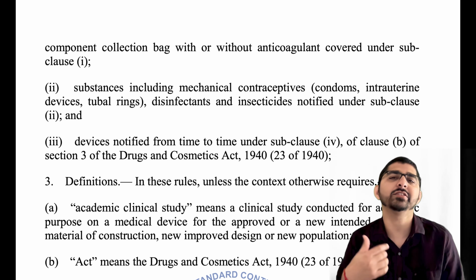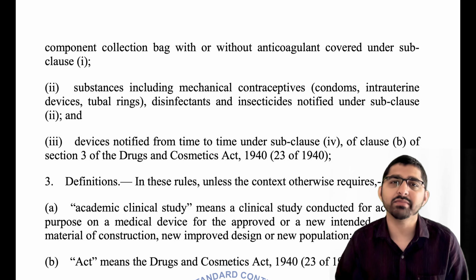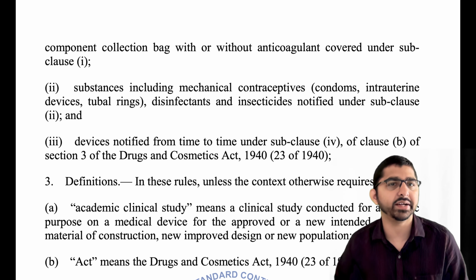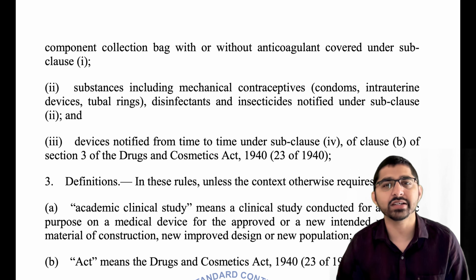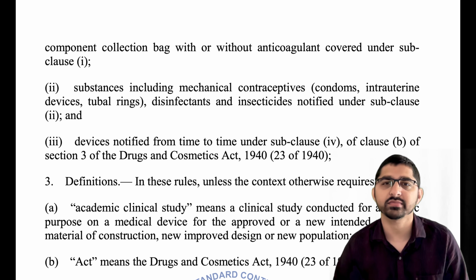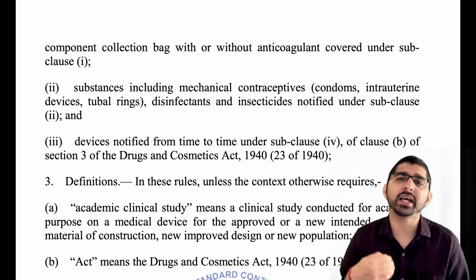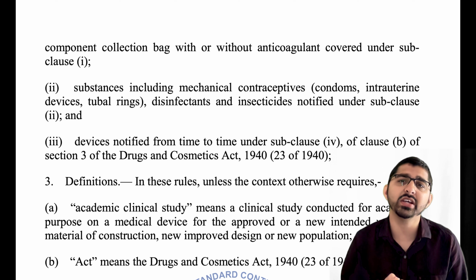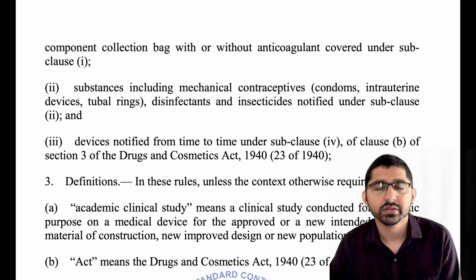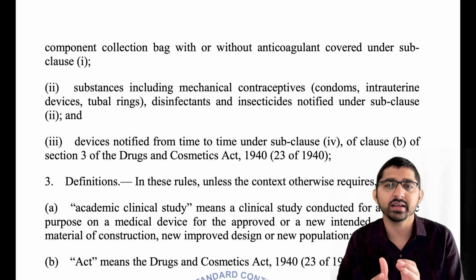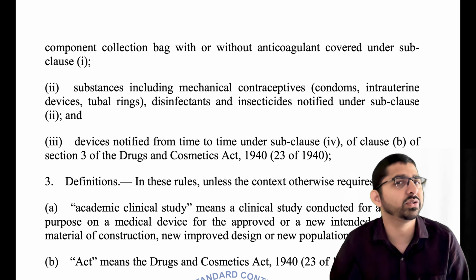What is the second category of products on which this rule is applicable? The substances including mechanical contraceptives such as condoms, intrauterine devices, tubal rings, disinfectant and insecticide notified under subclause 2. What is the third category of products? The devices notified from time to time under subclause 4 of clause B of section 3 of the Drugs and Cosmetics Act, 1940. So I hope you are clear about the applicability of this rule, or the scope of this Indian MDR 2017.